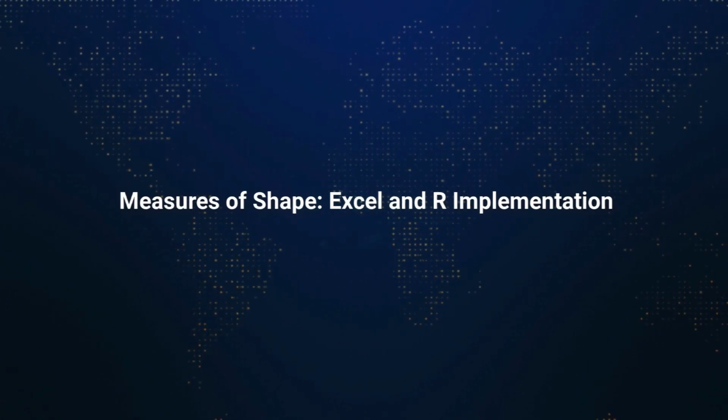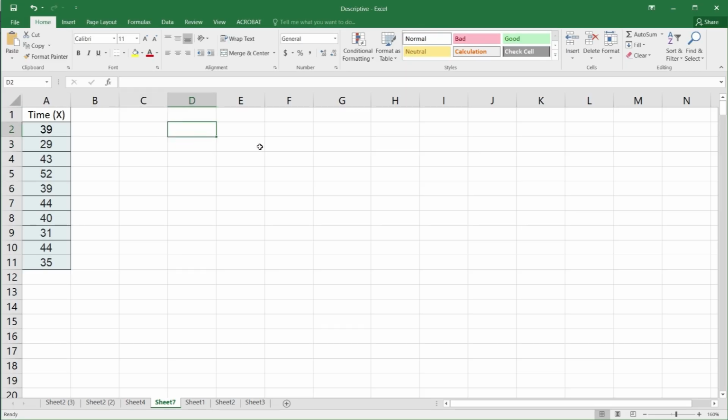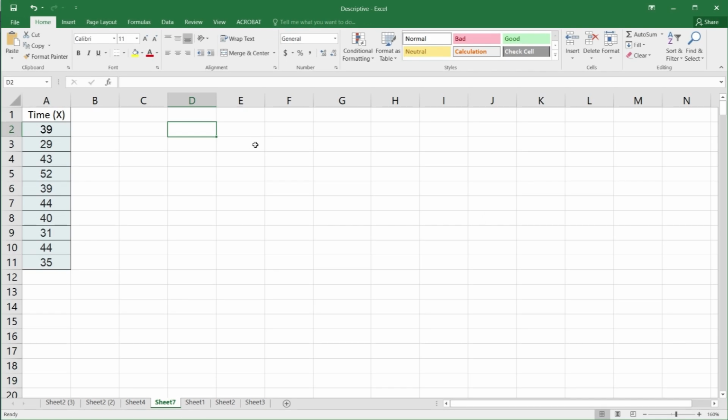We'll discuss the R and Excel implementation of our measures of shape. First, let us discuss the implementation of measures of shape, that is skewness and kurtosis, in Excel using our get ready data, where we have times observed for getting ready in the morning. To compute the skewness, we'll simply use this SKEW functionality. And the skewness of this data is 0.085, which means that it is positively or right skewed data.